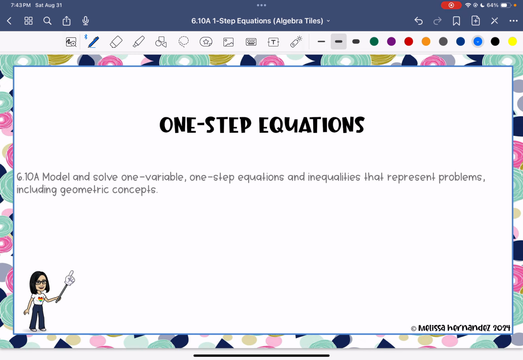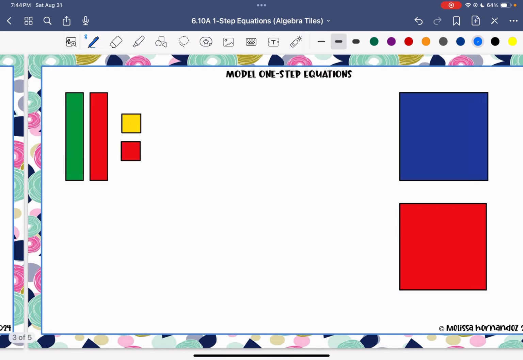Today's video, we're going to focus on solving one-step equations using algebra tiles. It comes directly from TEK 6.1a. All right, so let's go ahead and get started.